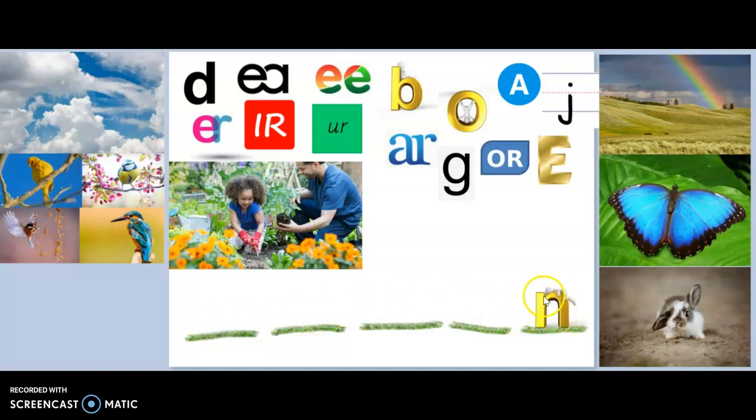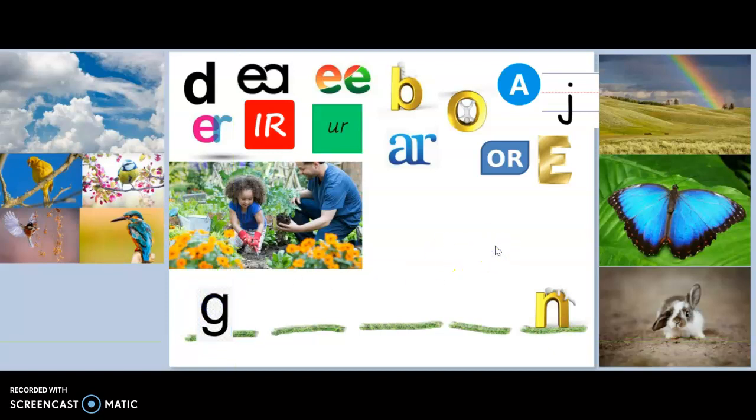G-R-D-N. Garden. Well, there's some easy sounds in here. Let's see. I know that in English, the only way I can think of to make G is here. G. G.